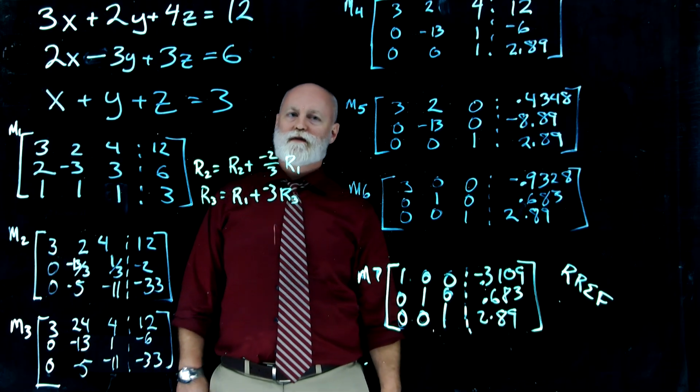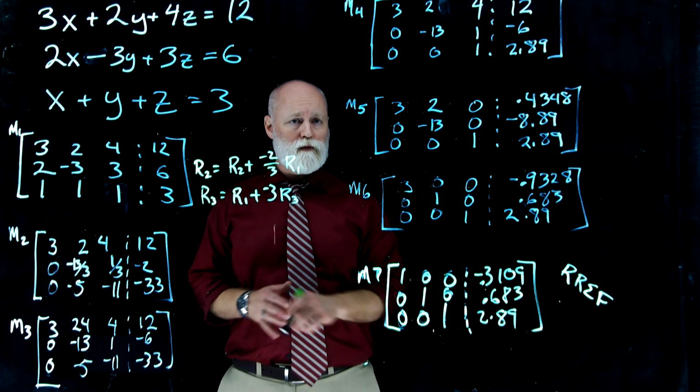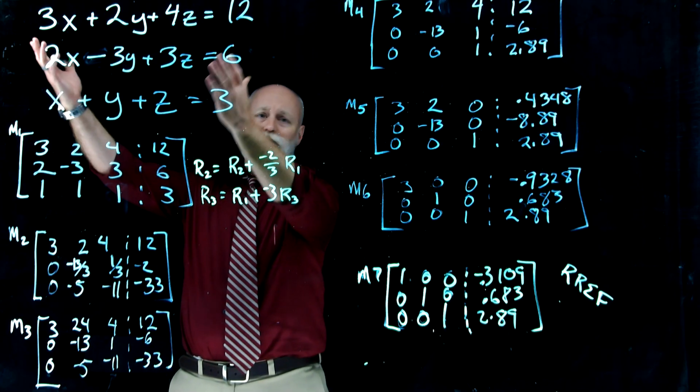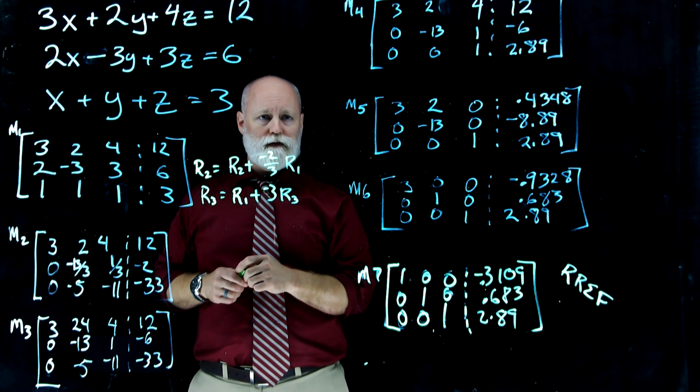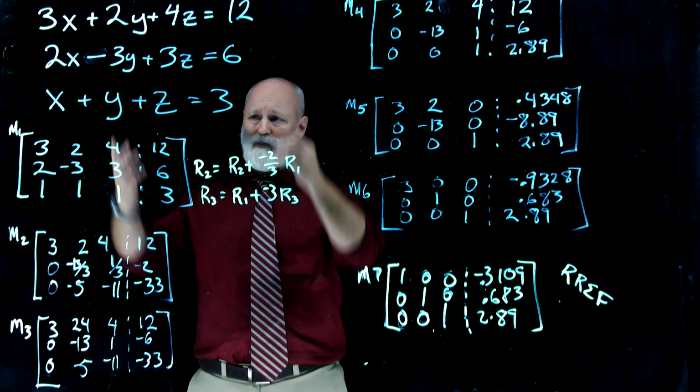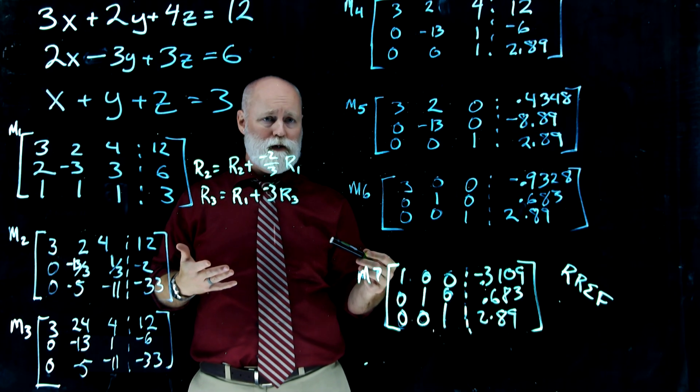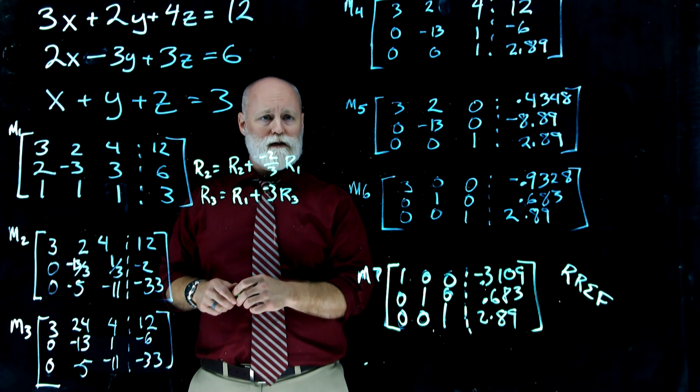How to solve systems of equations using row-reduced echelon form. So here's my system of equations right here in the upper left. This is what we're going to start with, and we're going to start working this through. I have all the pieces already put up here. I'm going to walk through the process of how we do that.